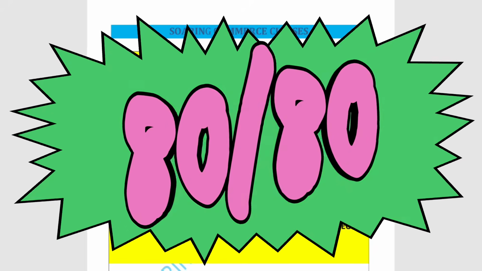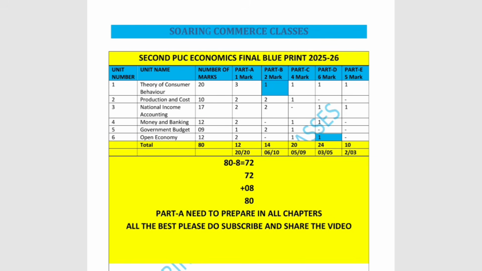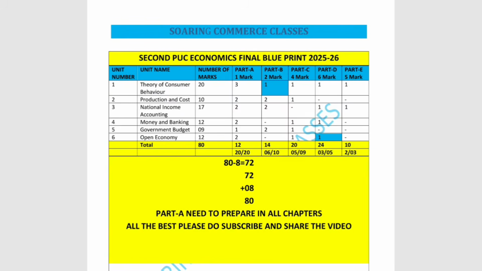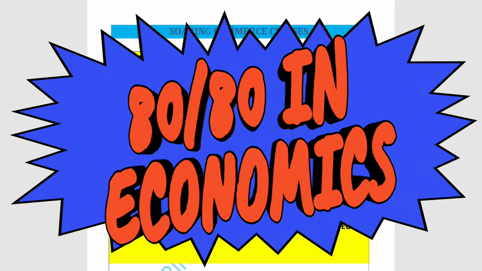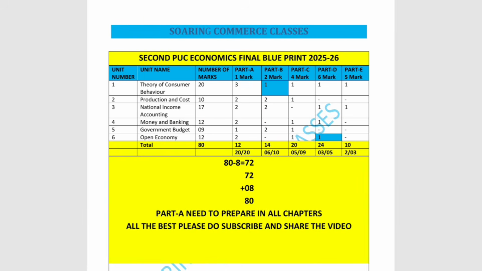We already know that economics has 11 units, 5 units from microeconomics and 6 units from macroeconomics. For scoring 80 out of 80, you need not read all the 11 units. You just need to read only 6 units. If you read these 6 units, you will definitely score 80 out of 80 in economics. I have chosen the 6 units from the PU board's blueprint.